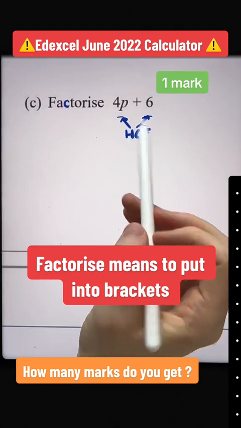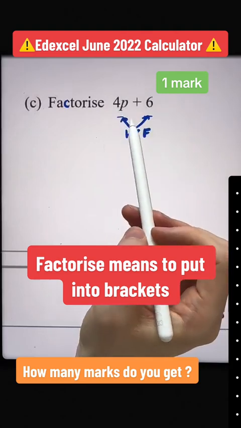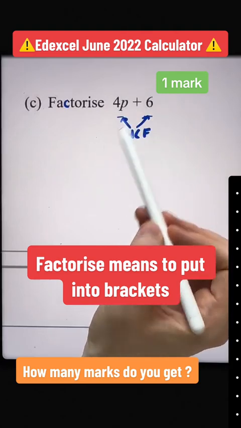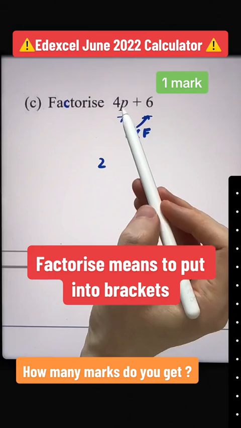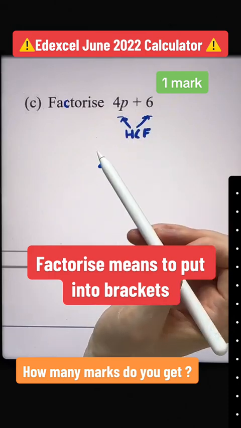Hence, looking at our numbers, here we've got 4 and 6. The highest common factor, the largest number that divides into 4 and 6, is number 2. So therefore, 2 is the highest common factor of 4 and 6. Looking at our letters, here we've got P. Here we do not have P, so it's not common.